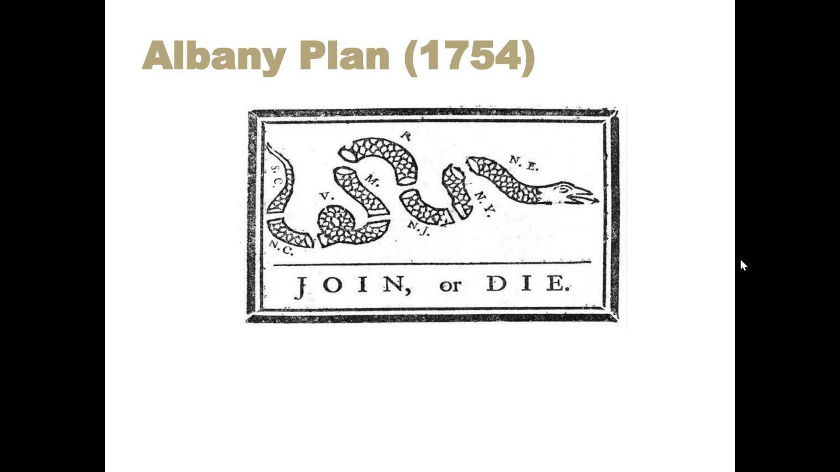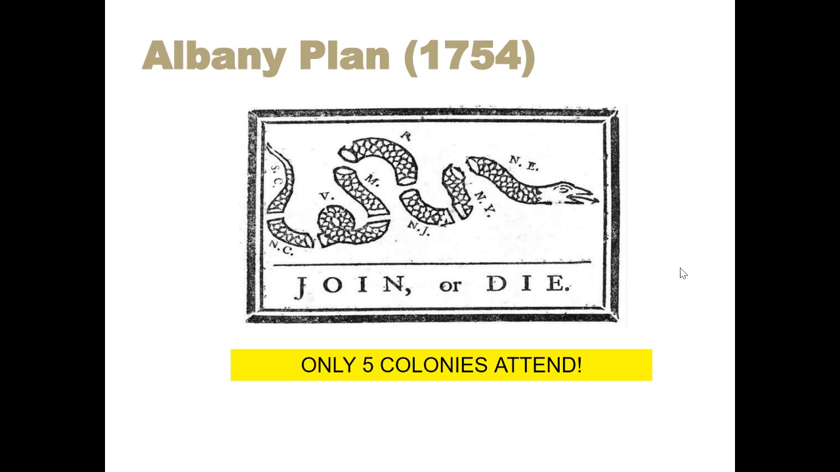Before the colonies and the British government really started to butt heads, it's interesting to see where the colonies were in terms of their willingness to unite with each other. In 1754, before things had really started to go bad with the British, Ben Franklin proposed a meeting of all the colonies in Albany, New York. It was called the Albany Congress. Invitations went out to all 13 colonies and only five showed up.